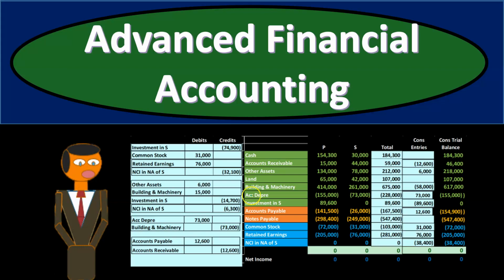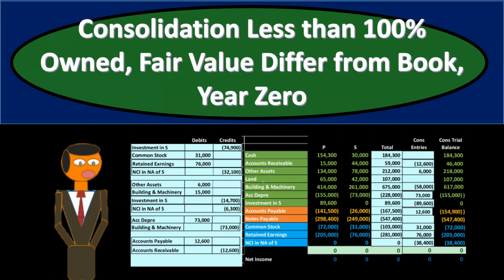Advanced Financial Accounting. In this presentation, we're going to take a look at a practice problem related to a consolidation where we have a parent-subsidiary relationship, the parent owning less than 100% of the subsidiary. So they have a controlling interest. We're still going to be doing the consolidations, but they don't have 100% ownership of the subsidiary.